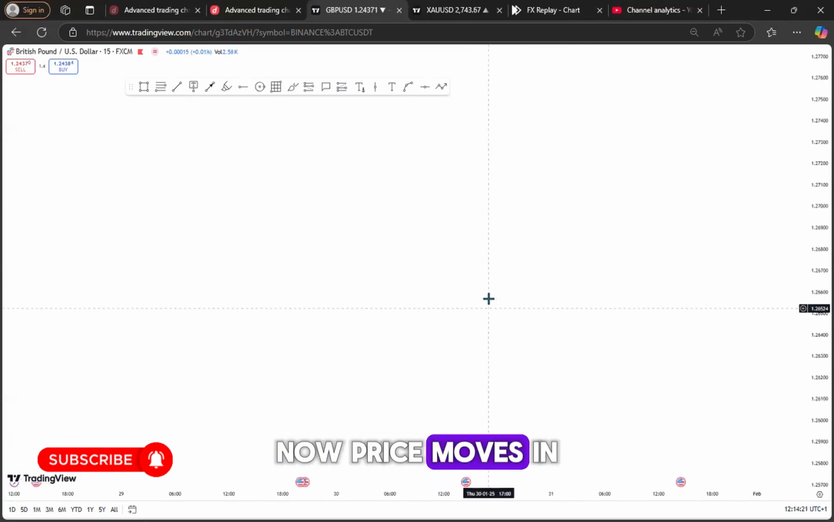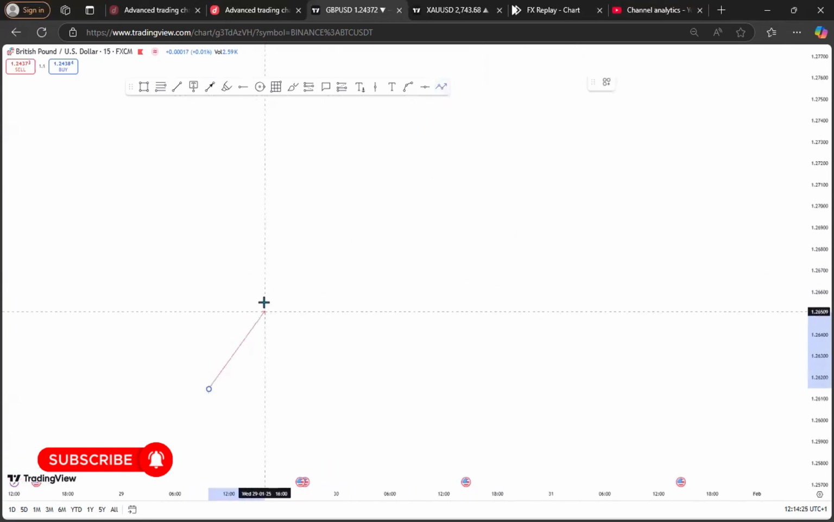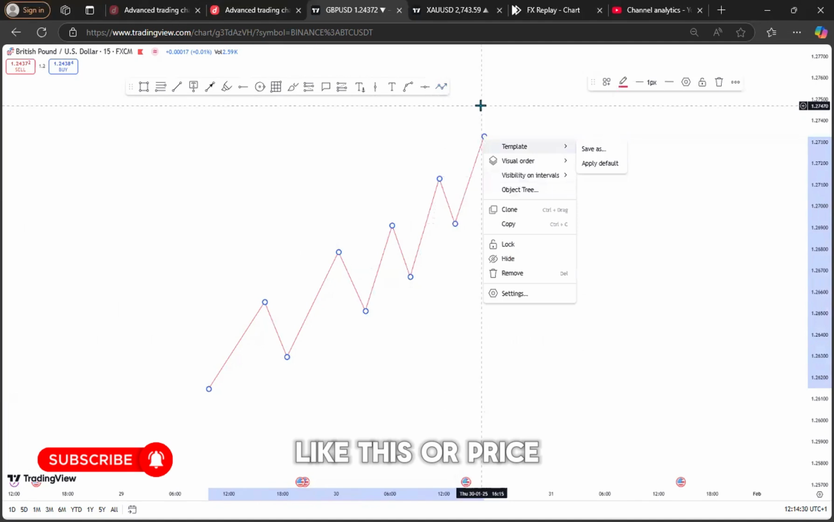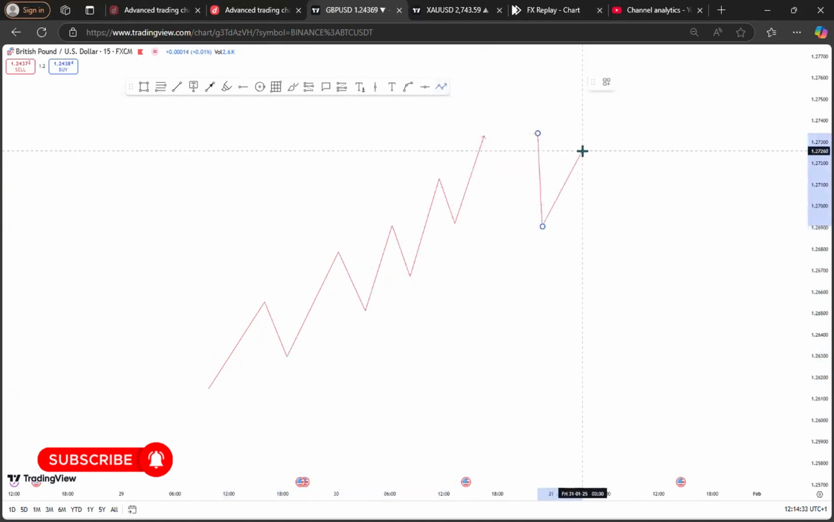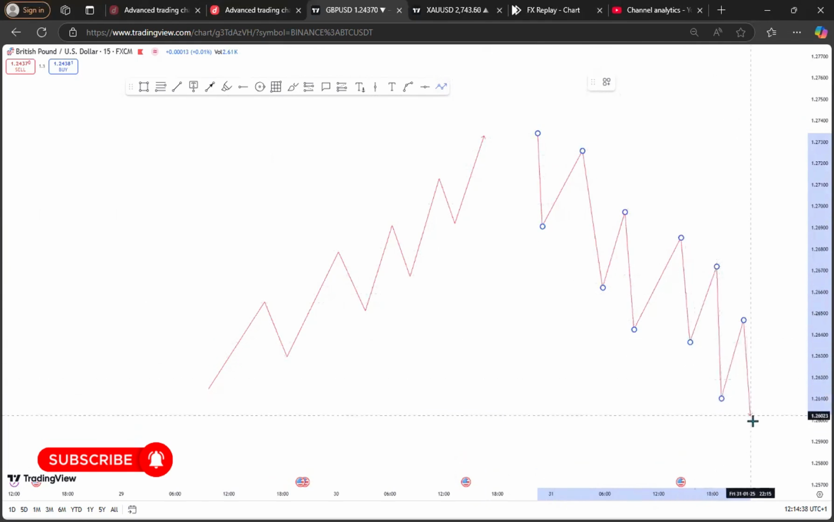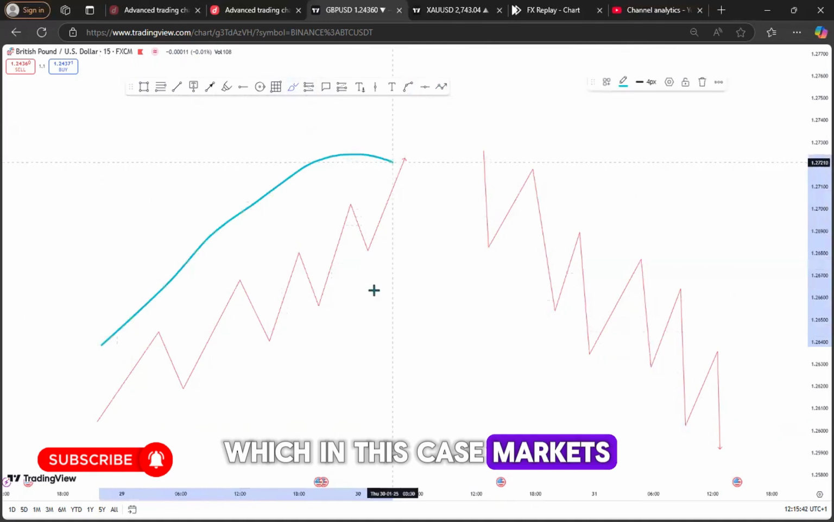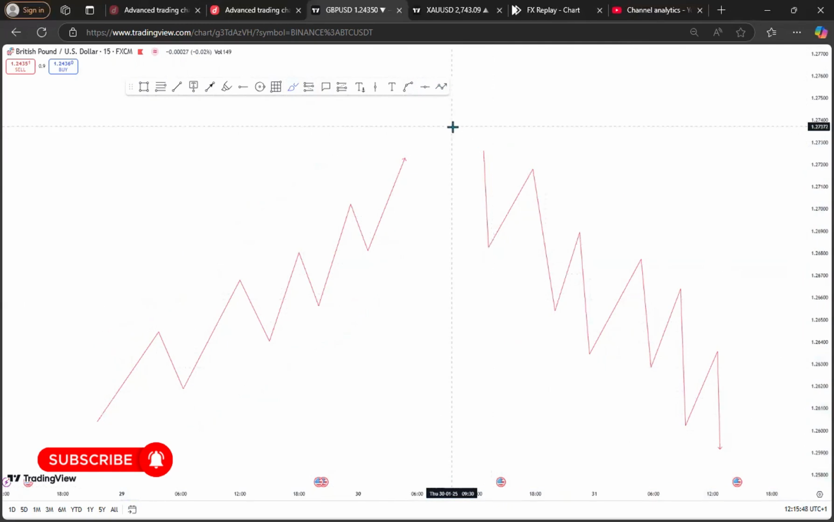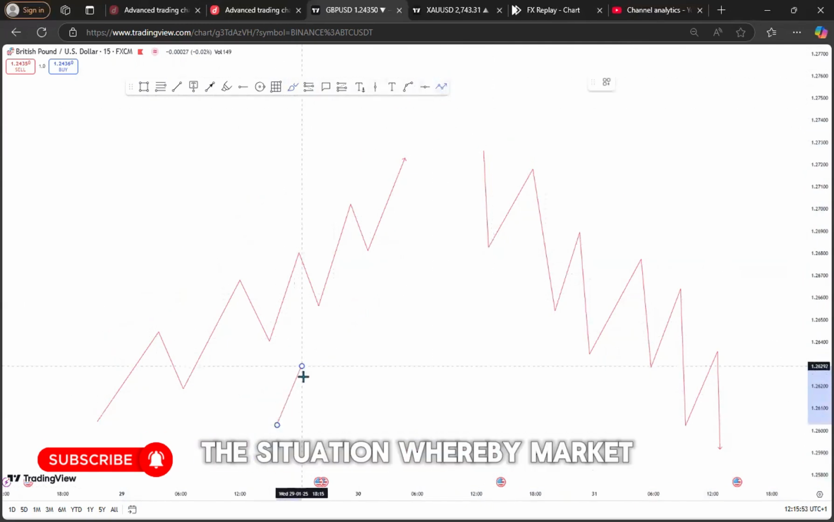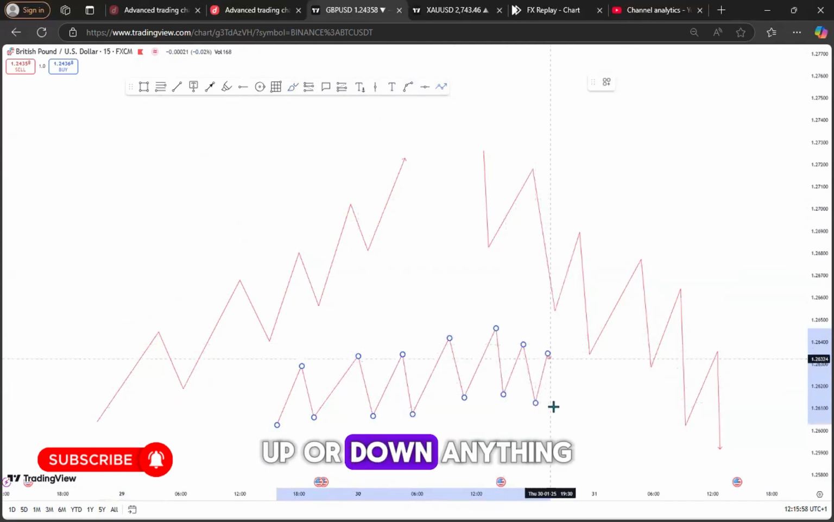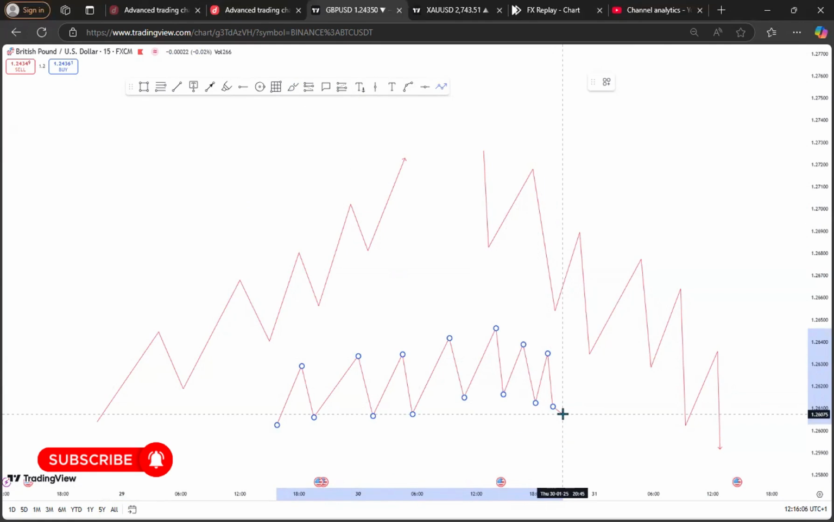Now, price moves in three ways. Price moves up like this, or price moves down, which in this case, markets were bullish in this area and market is bearish in this scenario. The situation whereby market is ranging like this, it is not moving up or down. These are periods when there is low or no liquidity in the market to move price.